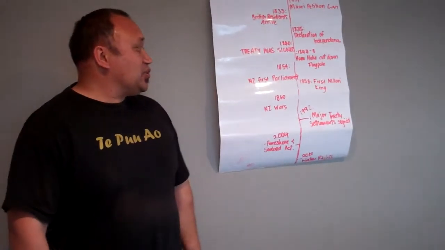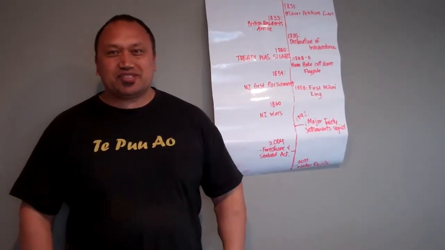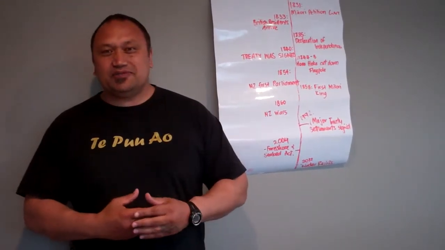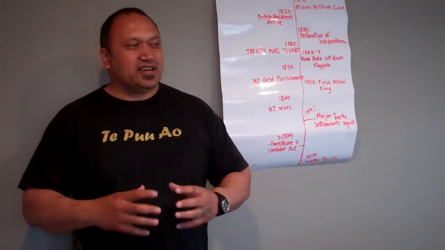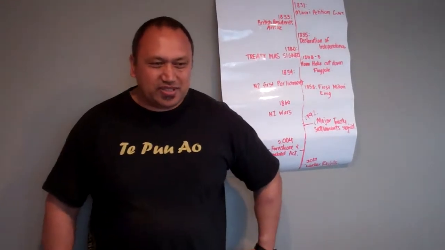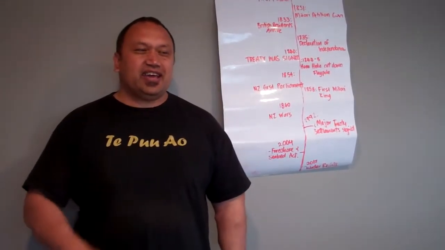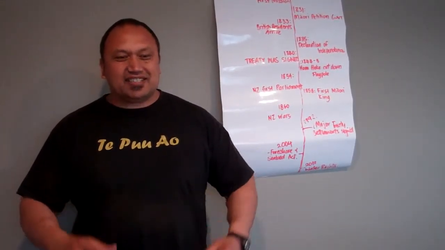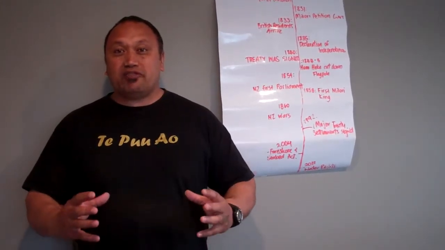In 1854, the first parliament was established in New Zealand. In 1852 was the introduction of the New Zealand Constitution Act, and that act basically established a formal parliament, a formal government in New Zealand.